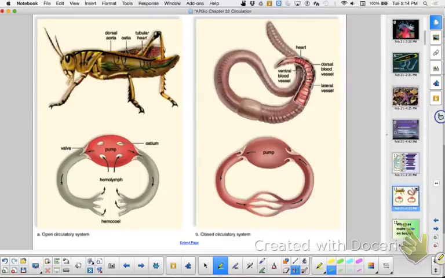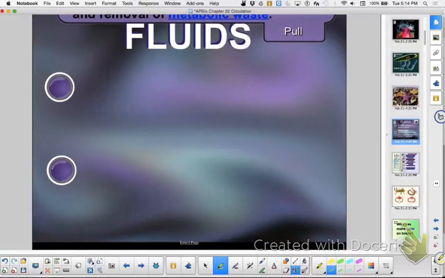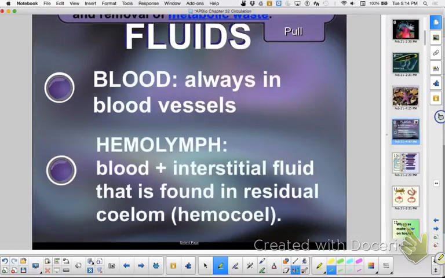So let's go back here again and look at this one more time. When you refer to these two fluids, blood's always in a blood vessel like you and I. The only time it's not in a blood vessel is when we get a bruise. Hemolymph might be in part of a vessel part of the time, and it might be oozing through the spaces of the body the other time. So it's a mixture of blood and interstitial fluid. So put your definitions down there for number 4. Blood always remains within blood vessels, and hemolymph is a mixture of blood and interstitial fluid, found in the open spaces of the body.